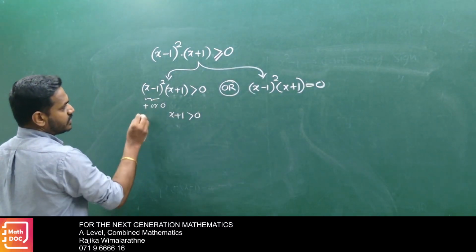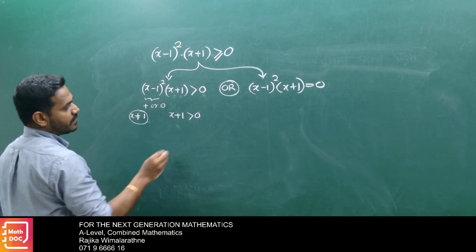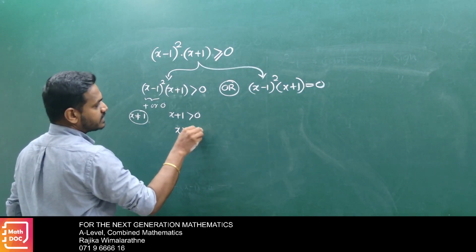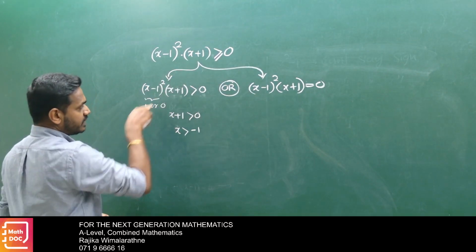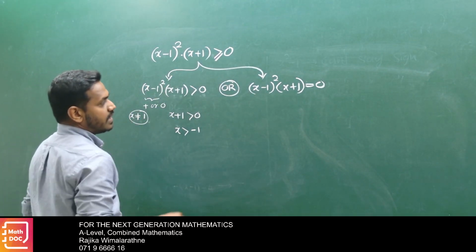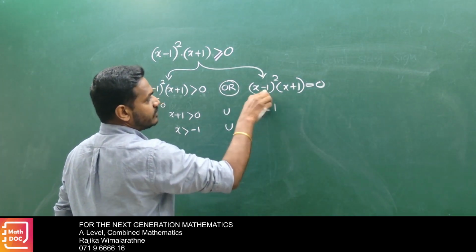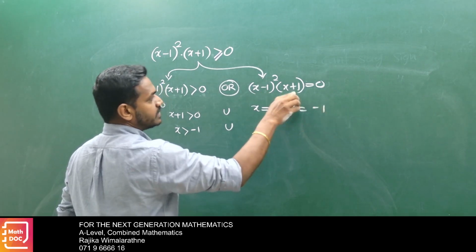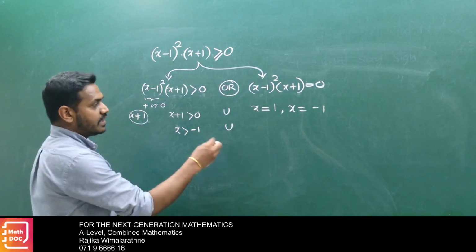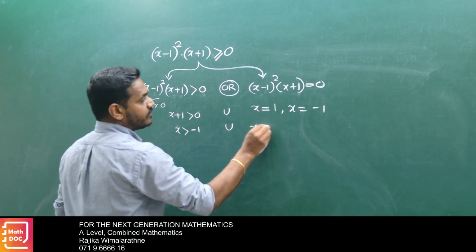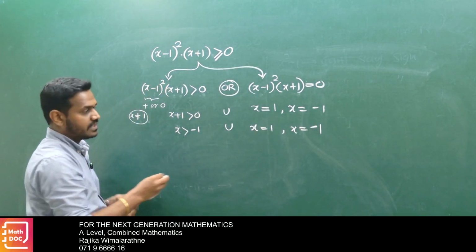And here you remember x not equal to 1 for this case. Then evaluate this: x greater than minus 1. When x equals 1 we get 0 value, but for this inequality 1 is not satisfied. "Or" means union, then for this equality x equal 1 is possible, x equal minus 1 is possible. Now union means we have to consider all.